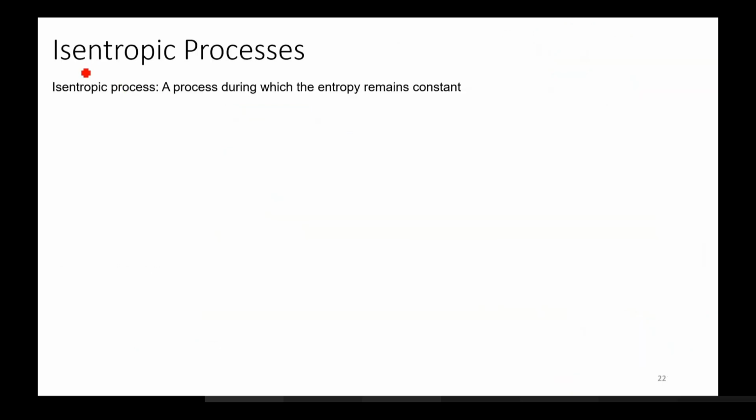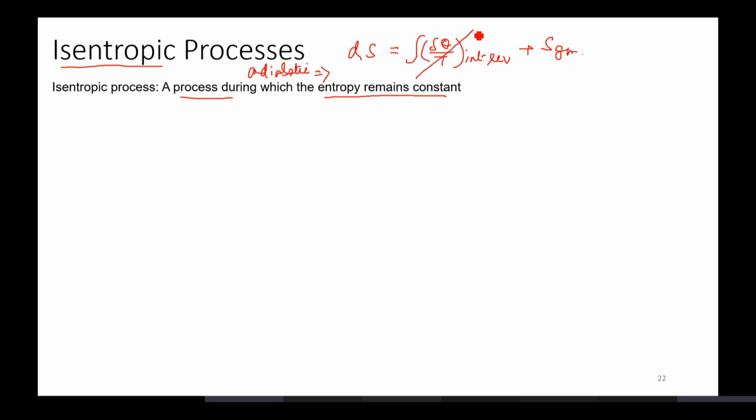Moving on, referring to isentropic processes, a process during which entropy remains constant. If you see, this is the expression that we have seen so far: δQ over T for the internally reversible part, plus entropy generation. So when do you have an isentropic process? If I say I have an adiabatic process, adiabatic process means what? Heat remains constant. That means the first part would be 0.